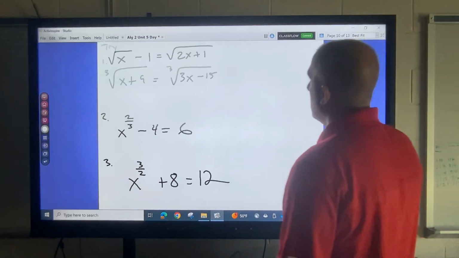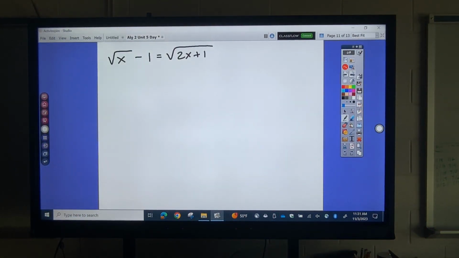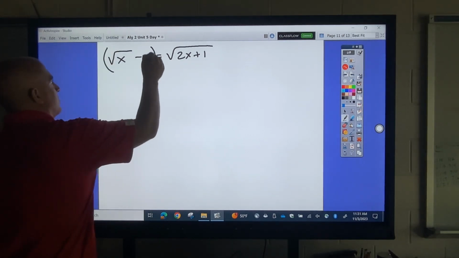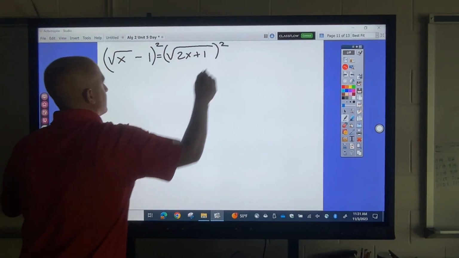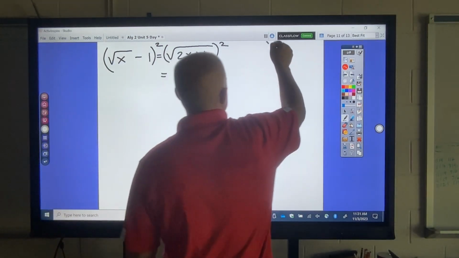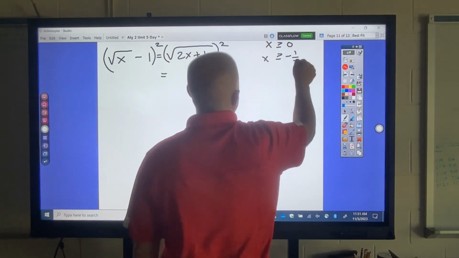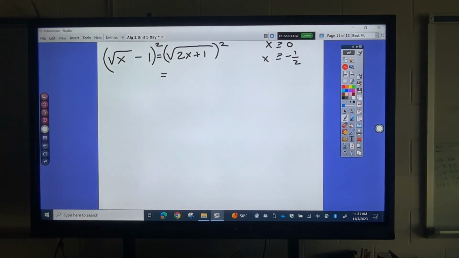Okay, and now the last one. These are going to be your most challenging ones. What I want to do is I've got to square both sides. Square both sides. Now, first of all, I could have answers greater than or equal to 0. I could have answers greater than or equal to -1/2. Okay, so let's see what we're at here.